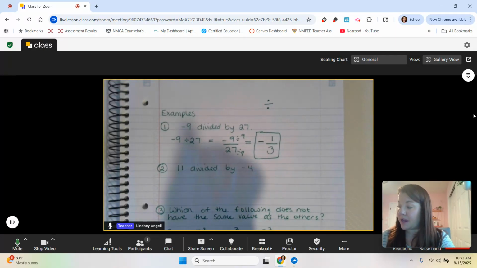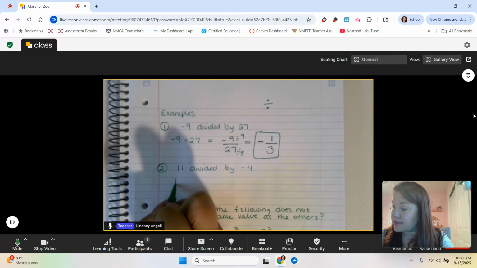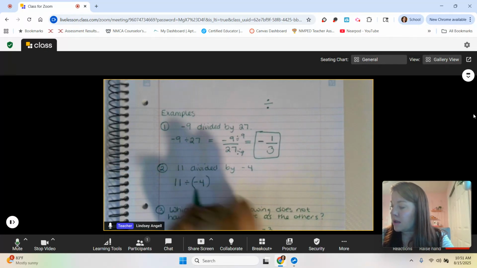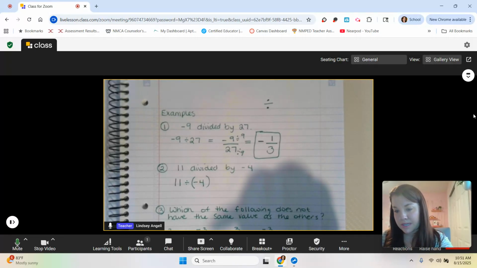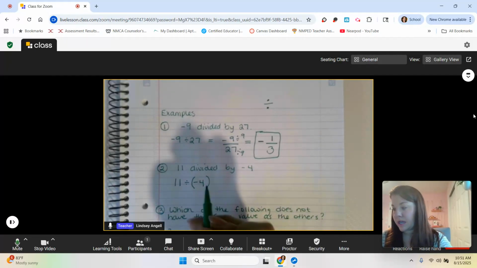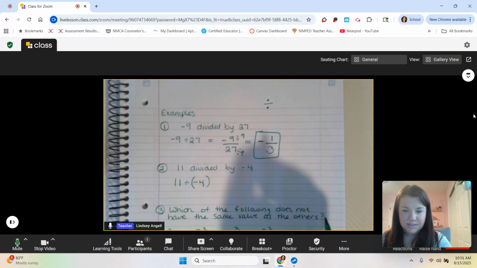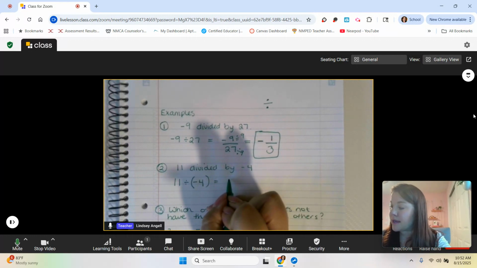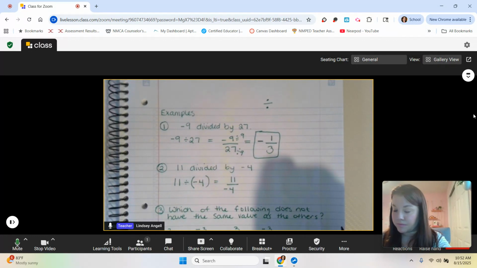11 divided by negative 4. So again, I could say 11 divided by negative 4. I like to put parentheses around there. It's not completely necessary, but it kind of shows us this is a negative number. It's not just a division symbol right next to a subtraction symbol. Okay? I could also write this as a fraction, which is a really good habit to get into.